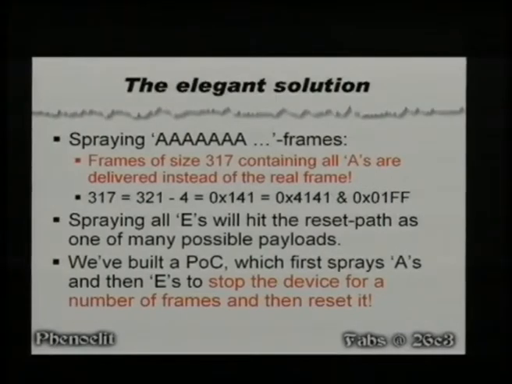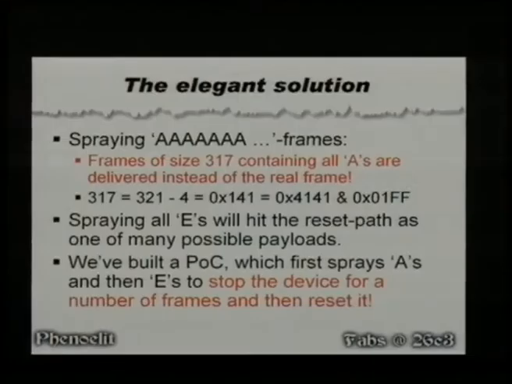Now if you spray with A's, something nice happens. You get a complete frame of A's of size 317 handed upwards. Now 317 is 321 minus 4 for the checksum, and that is in hex 0x141, which is, well, they apply a mask, so it was originally 0x4141, which is AA. Okay, so that's our payload.